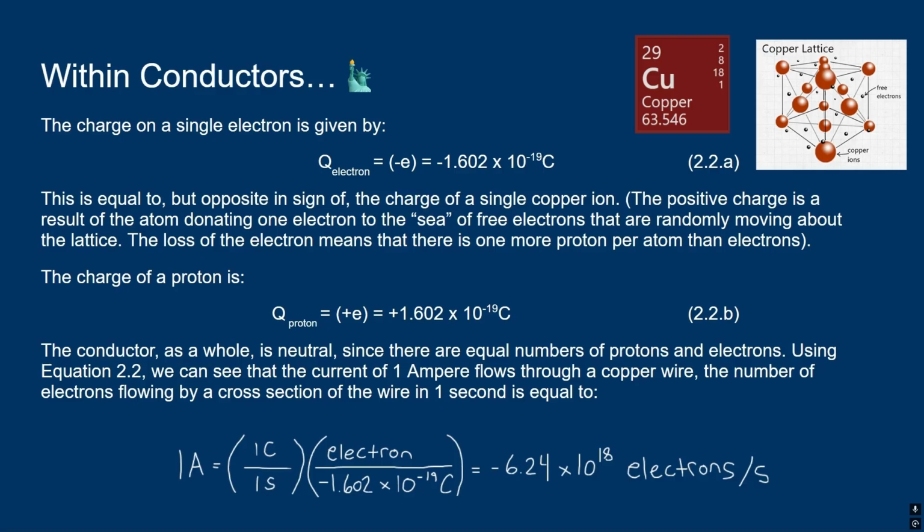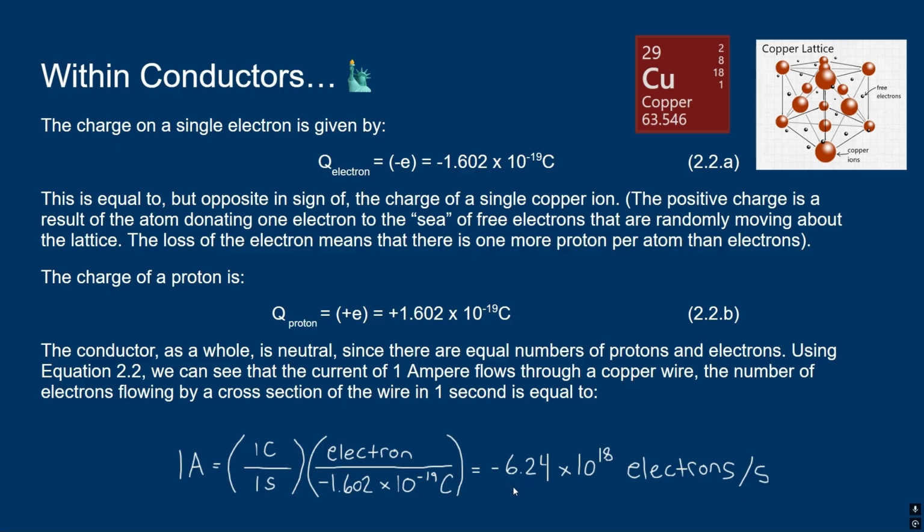Using equation 2.2, we can see what happens when a current of 1 ampere flows through a copper wire. The number of electrons flowing by a cross-section of the wire in 1 second is equal to 1 ampere, which can be written as 1 C over 1 s times 1 electron over negative 1.602 times 10 raised to the negative 19th power C, which can be put into scientific notation.